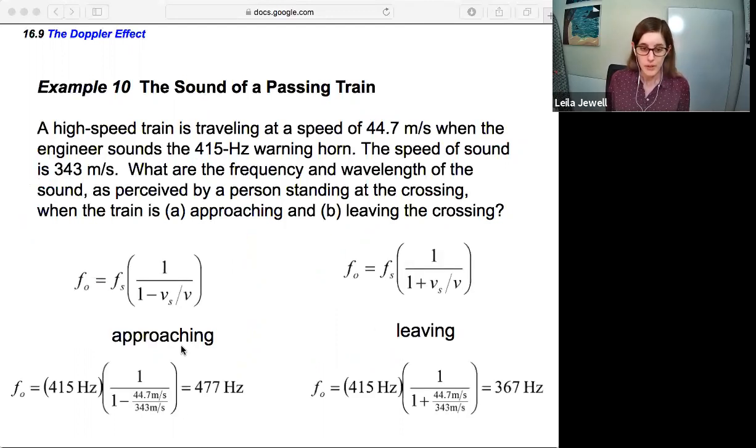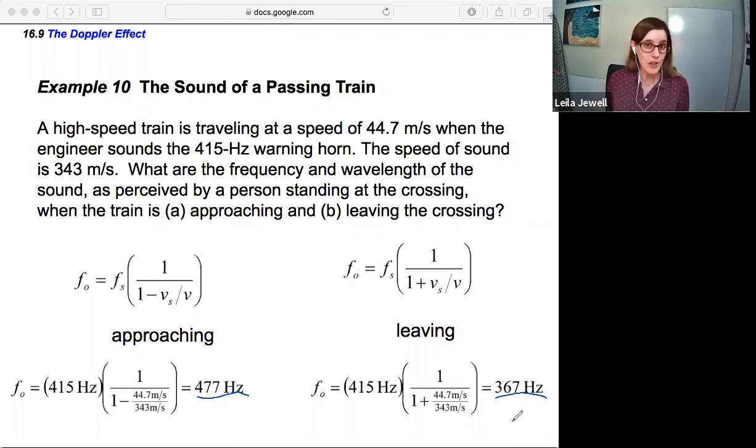So we find that approaching is the minus case. We can plug in those numbers, and approaching, it's 477 hertz. If instead the train is leaving, we still plug in 415 hertz times 1 divided by 1 plus 44.7 divided by 343 meters per second. And the frequency is now 367 hertz.